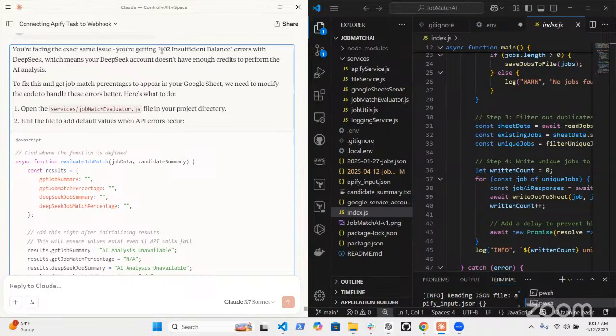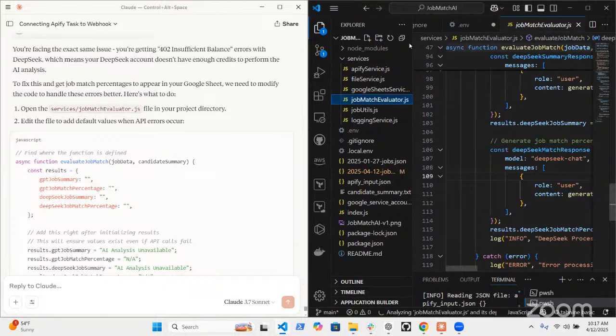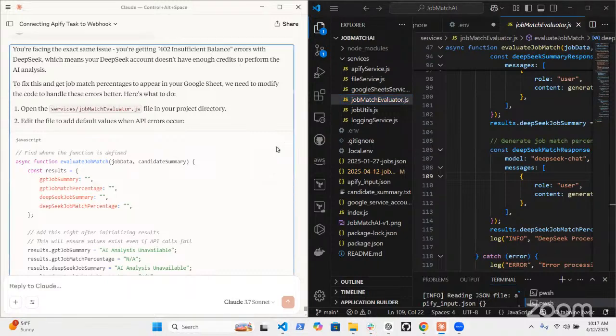I see it's getting an insufficient funds error, and it's telling me to put it in my service job match files. So that'll be this file. So it can give me the job match and the percentage of where I will fall. Okay, can you see my screen? Yeah, I can see.